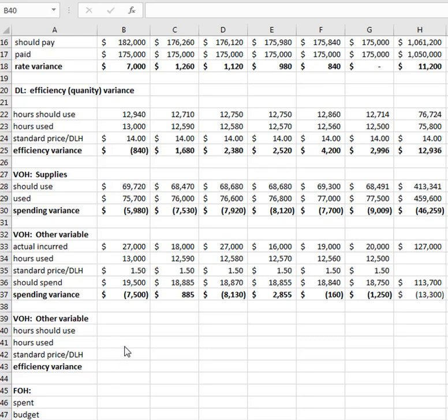Now we're going to do the efficiency portion of the variable overhead. In other words, when you use too many labor hours, you're also incurring overhead related to that excessive hours. So this vacation pay, the overtime, the use of the factory if you're there longer, that sort of thing. All right, so hours they should use, we already know that. Hours they did use, we know that. And then the standard price per hour is the $150.